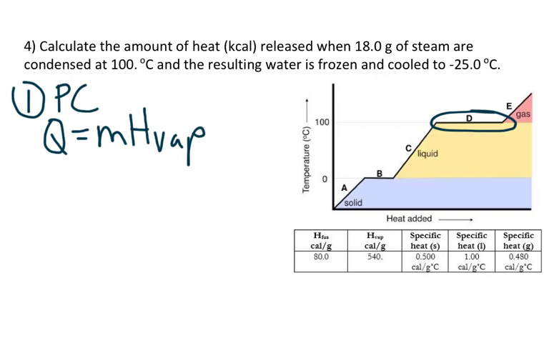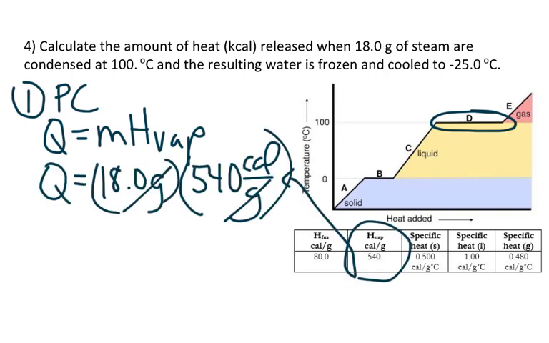The first step that we're going to do is the phase change. So if I plug in all my values, the mass of the water is 18 grams, and we're going 540 calories per gram. One thing I should point out to you that's different from some of the other problems is we're actually going this direction, which means this heating curve is now being used as like a cooling curve. So we're cooling it.